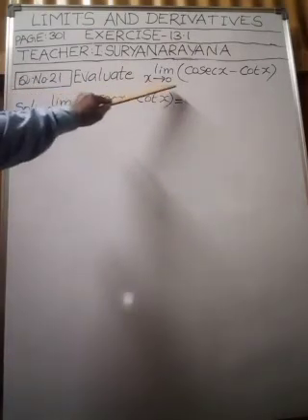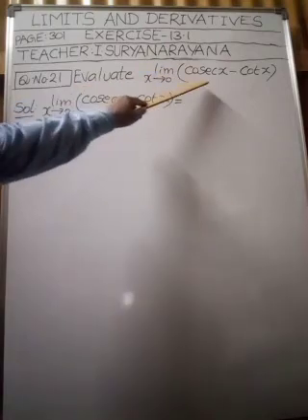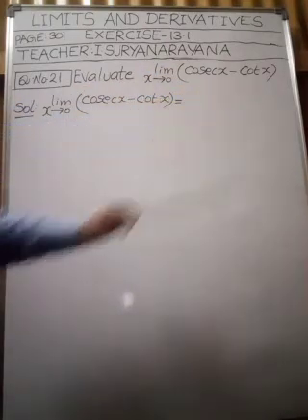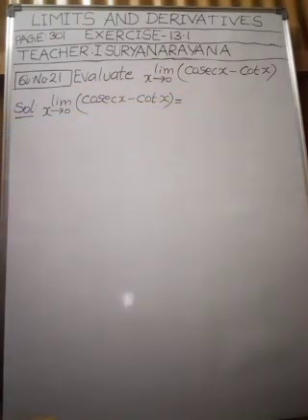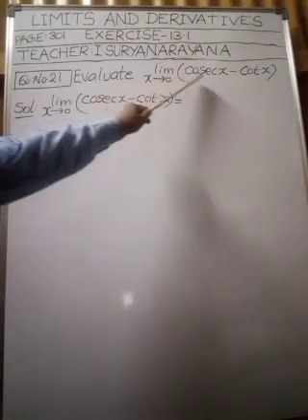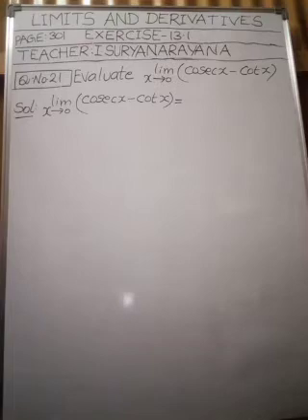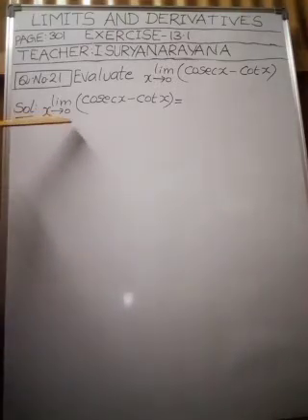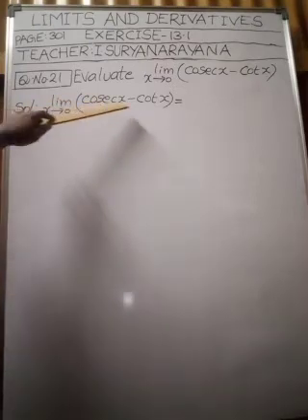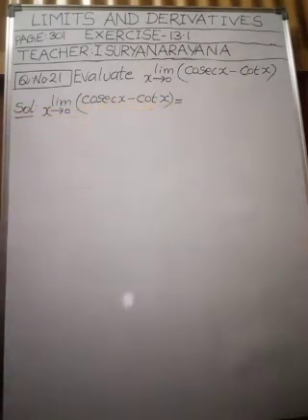Evaluate as x tends to 0 limit of cosecant x minus cot x. Understood this question, my dear children? We have to find the limit of this function as x is approaching 0. Right. Come to the solution part. As x tends to 0, limit of cosecant x minus cot x is equal to.